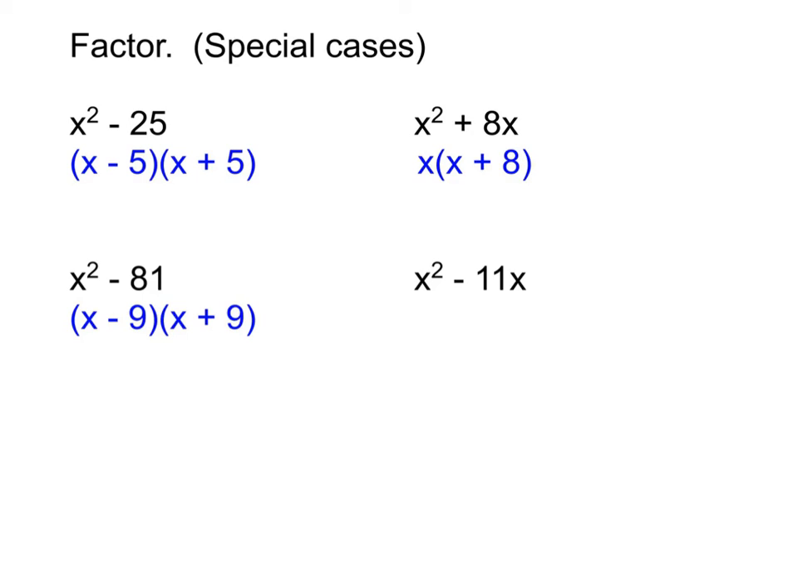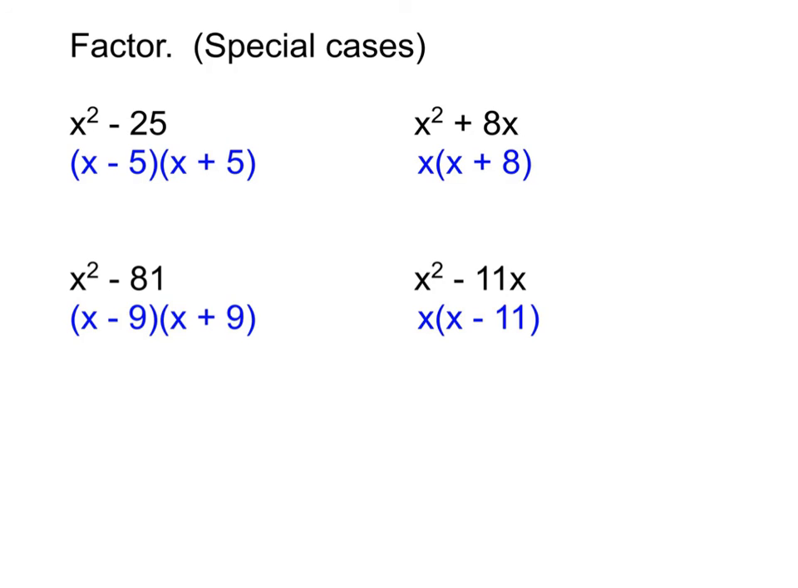And then for this last one, remember, I don't even have to think about what adds to and multiplies to for this one. I can just say, hey, there's an x in both terms. So I'm going to factor that x out of both of those terms. So if I take x squared and divide it by x, I'm just left with x. And if I take negative 11x and divide it by x, I end up with just negative 11. And so that would then be complete.